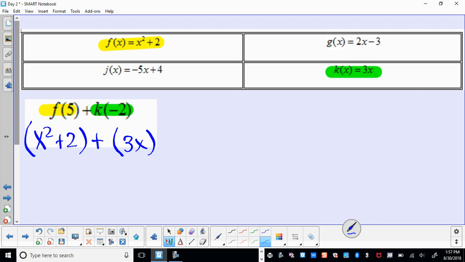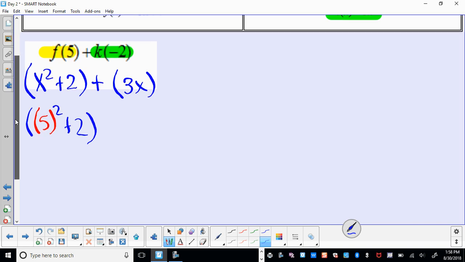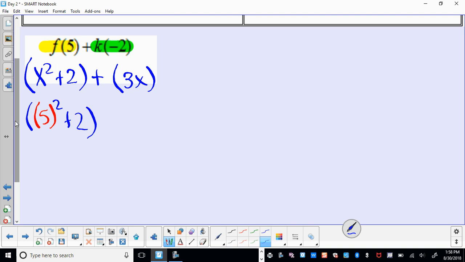So we're rewriting before we actually plug anything in. For my f function, instead of x, I'm plugging in what? What gets plugged in? 5. Put your 5 in parentheses, because if it was a negative, it could really mess you up. Okay, so that's my first problem. All I did so far was look at my f function, x squared plus 2, and then I look to see what I'm plugging in place of x. It is 5.